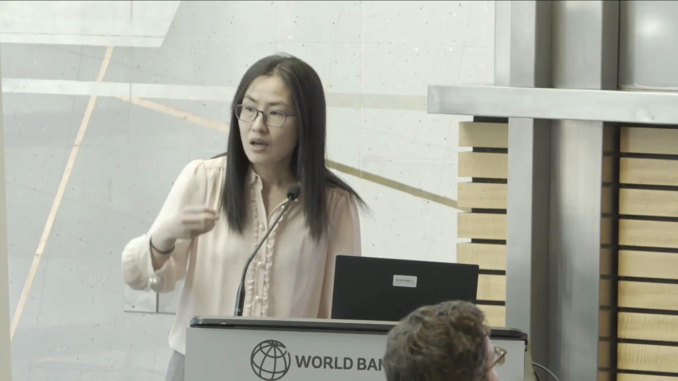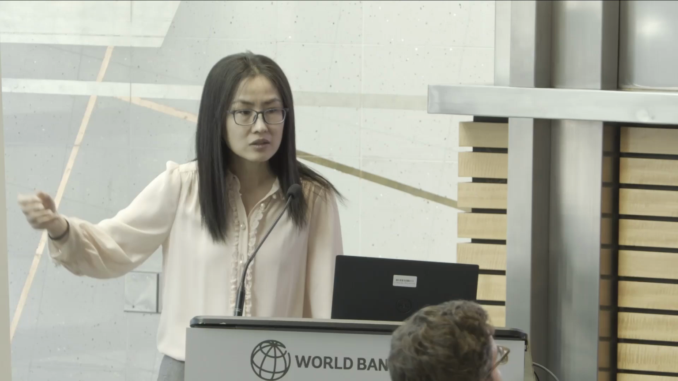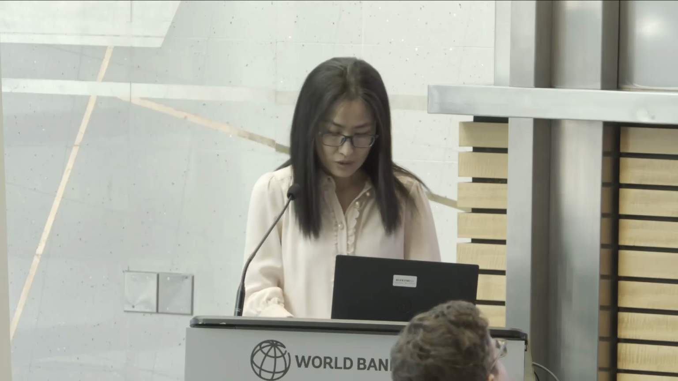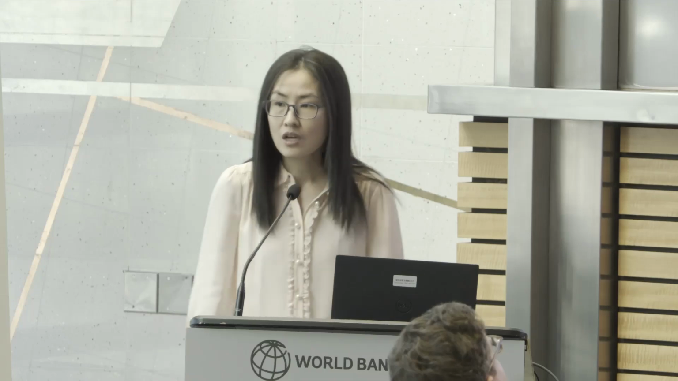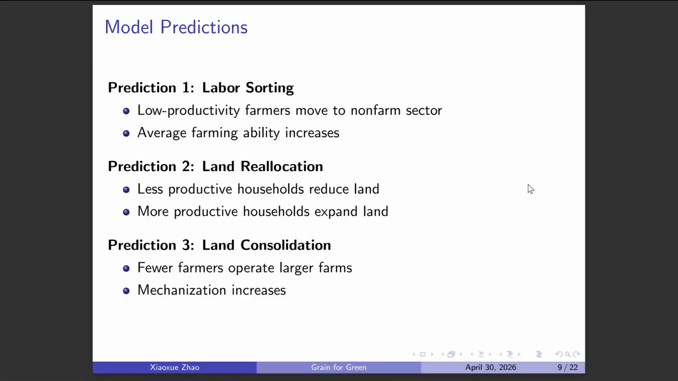And as the low productivity households move out of agriculture, land becomes more available and is reallocated to the more productive households. So the model allows us to predict three major channels through which such an environmental program that subsidizes land exit can in fact counterintuitively significantly enhance agricultural productivity.